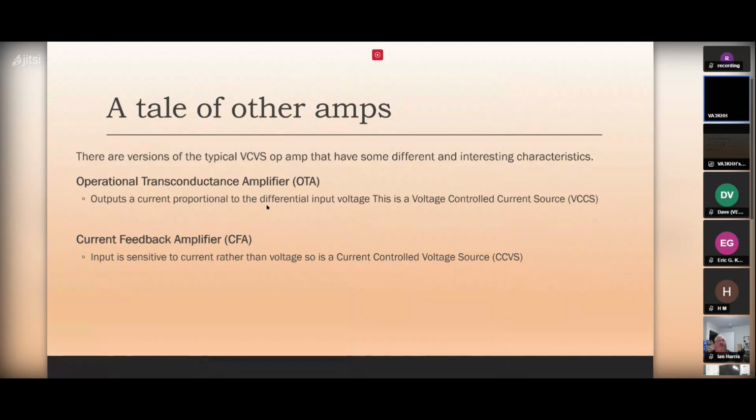I was also familiar with what this book called the OTA, or Operational Transconductance Amplifier. This is one version, and it outputs a current proportional to the differential input voltage. So it's a voltage controlled current source. Then there's also this other neat thing called a current feedback amplifier. Its input is sensitive to current rather than voltage. So it's a current controlled voltage source. So we've got almost all the permutations here. The only thing we don't have is a current controlled current source.